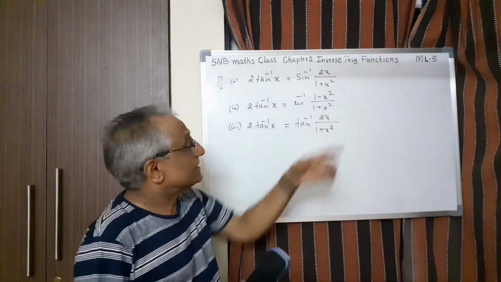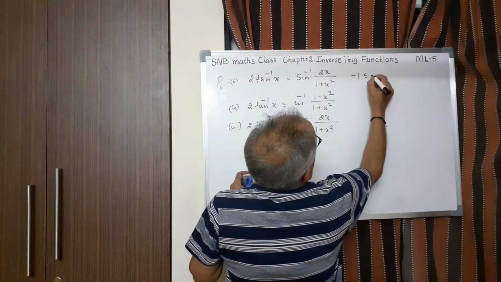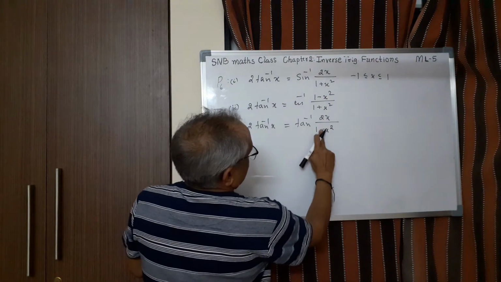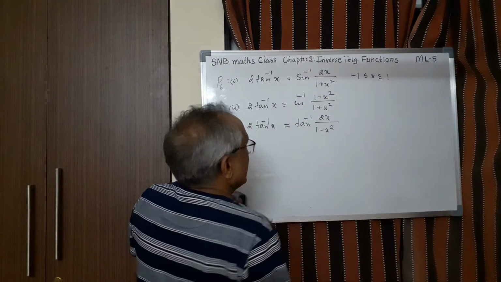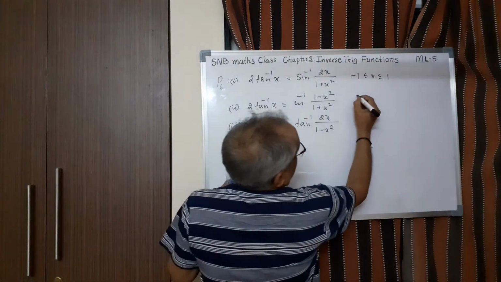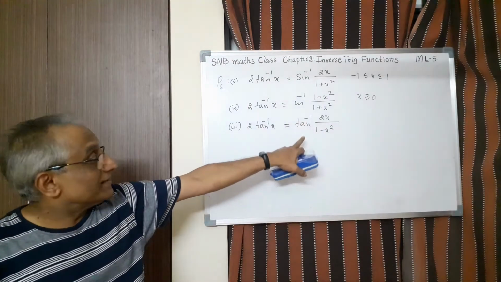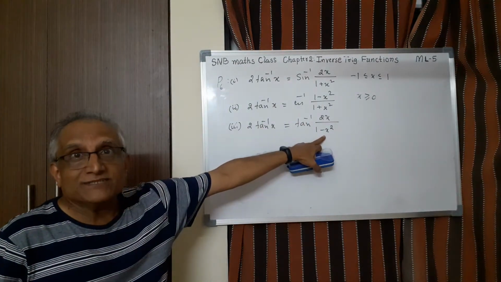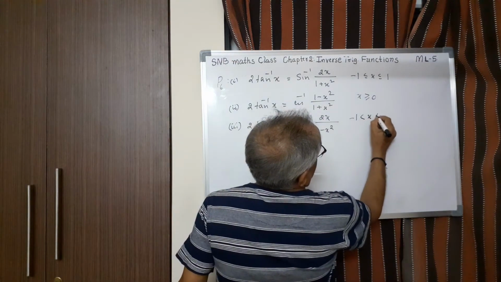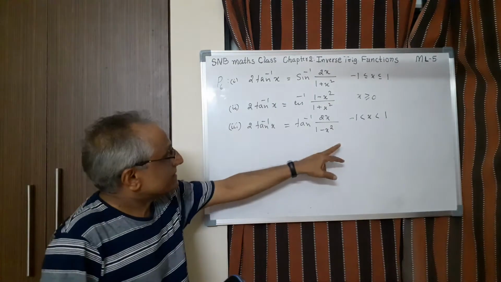Now what is the condition? For the first one, the condition is minus 1 less than or equal to x less than or equal to 1. Sorry, here I made a mistake; I will tell you why, and what the connection is. The second one is x should be more than or equal to 0. For the third, of course, the condition is x cannot be 1. Please note, it is minus 1 less than x less than 1. So this is the condition: minus 1 less than x less than 1.